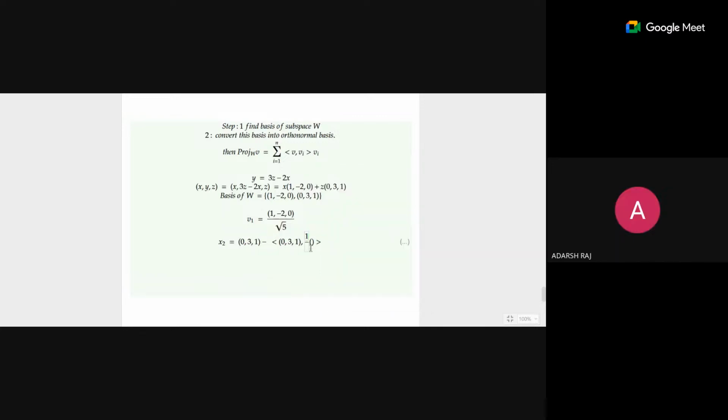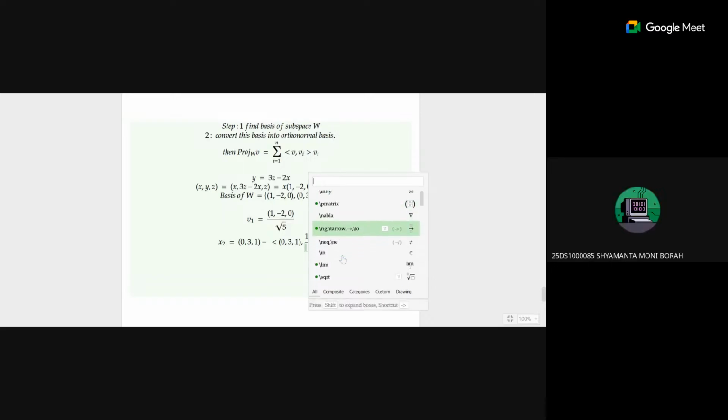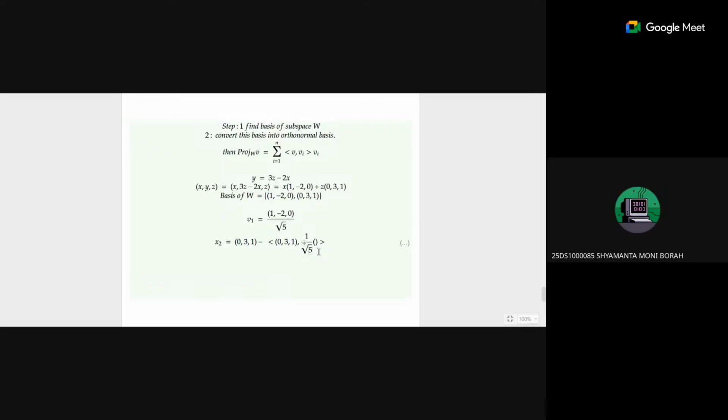I just take 1 by root 5 common here. We can anyways do (1, -2, 0), and anyways in the bottom we will have to multiply. After this we have to normalize the entire x2, right? Can I take this scalar out? Using the properties of the inner product, a scalar can be taken out.